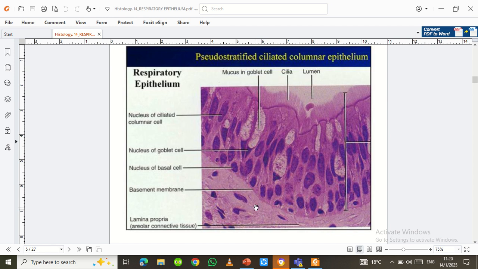Below the basal membrane, you're going to have the lamina propria. And you can appreciate this is connective tissue. Why? Because the cells are fewer than the extracellular matrix. The extracellular matrix of collagen fibers, elastic fibers, and reticular fibers is abundant.